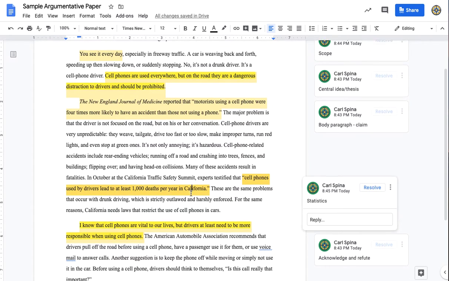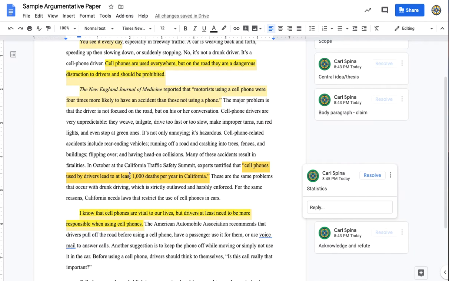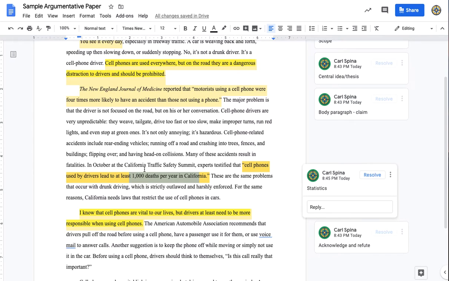If you remember, we talked about the different types of evidence. In this case, they've used a stat from a reliable source, the California Traffic Safety Summit, right?